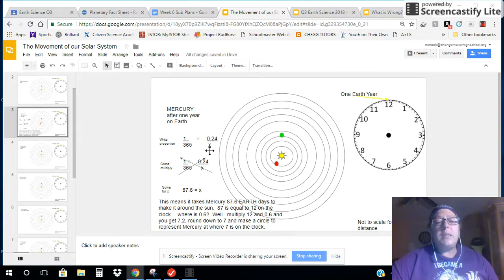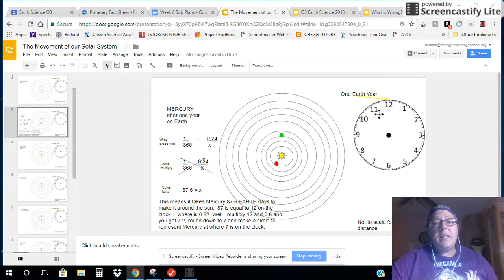This X represents the number of days that means. So if you do the cross multiplication, you will find out that it takes 87.6 days for Mercury to go around the sun 1 time, which means Earth still has only made it around a quarter of that time. Let that sink in, look at the numbers, and let it make sense to you. I've written an explanation of what that means down here and how to move on from that number. So it says it takes Mercury 87.6 Earth days to make it around the sun.